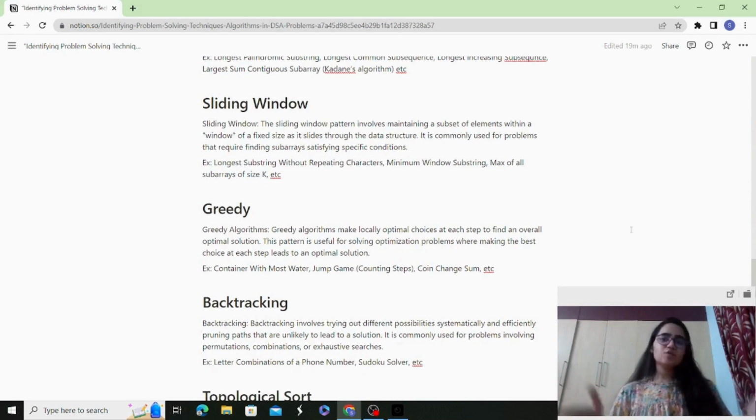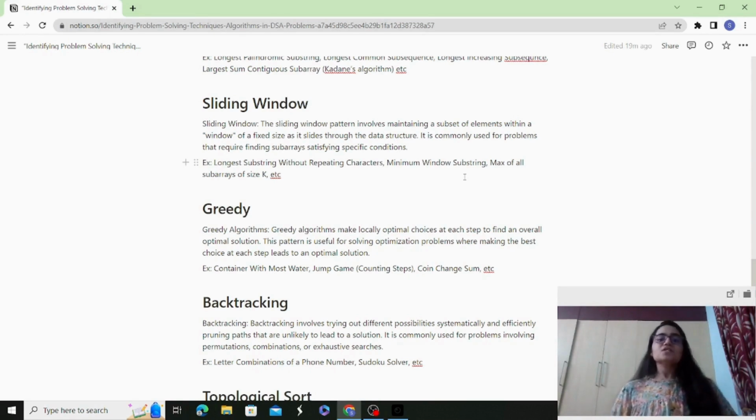So as I told, sliding window is like a subset or a sublist of elements to be identified within a window, because a window has a specific or fixed size as it slides through the data structure. It's commonly used for problems that require finding subarrays satisfying specific conditions. Some examples of sliding window are longest substring without repeating characters, minimum window substring, maximum sum subarrays of size k, and so on.